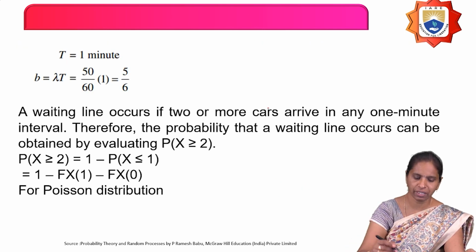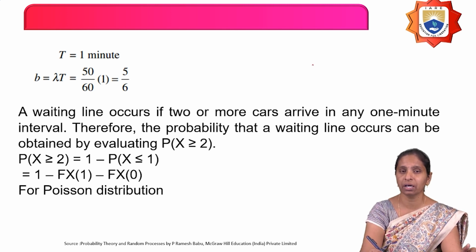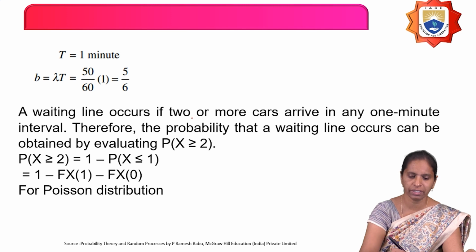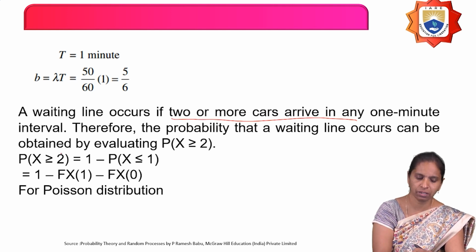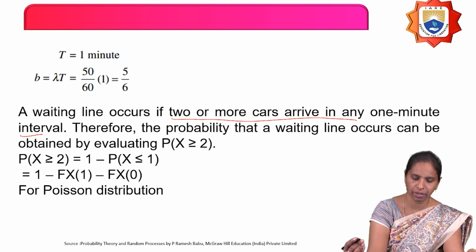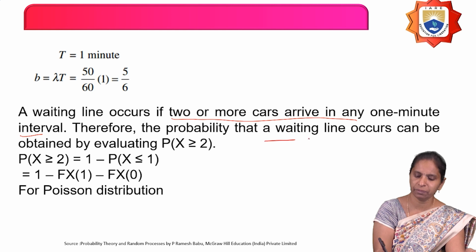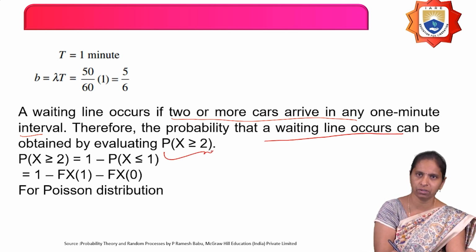So when do you get the waiting line? If and only if the number of cars at the station is more than 1 do you get a waiting line. If 2 or more cars arrive at the gasoline station, then only you get the waiting line. If there are only 0 cars or 1 car, there is no waiting line. Therefore, the probability that a waiting line occurs can be obtained by evaluating P of X greater than or equal to 2.